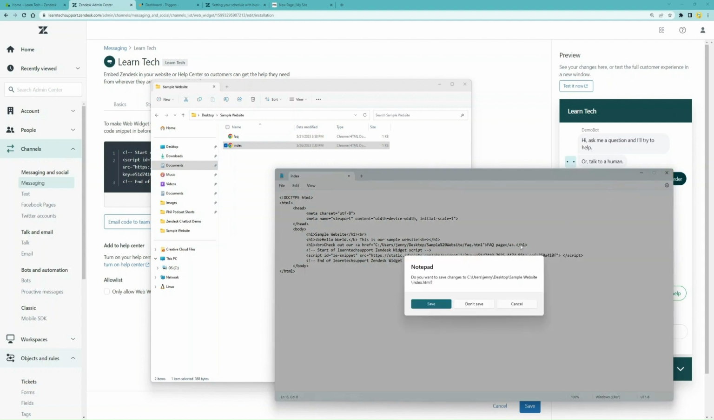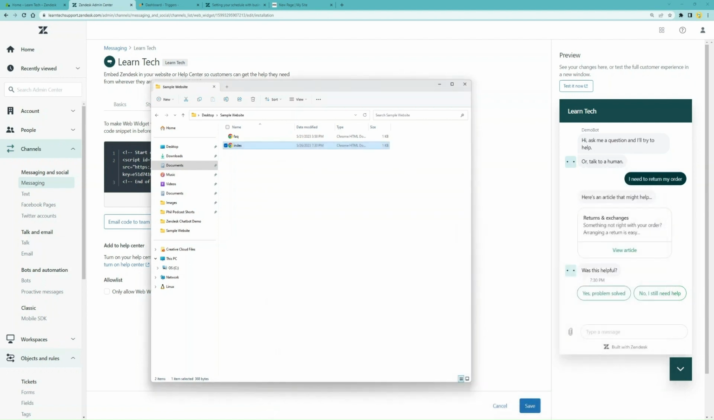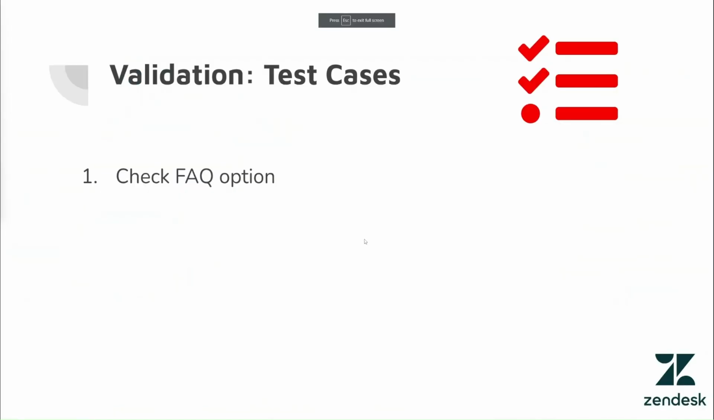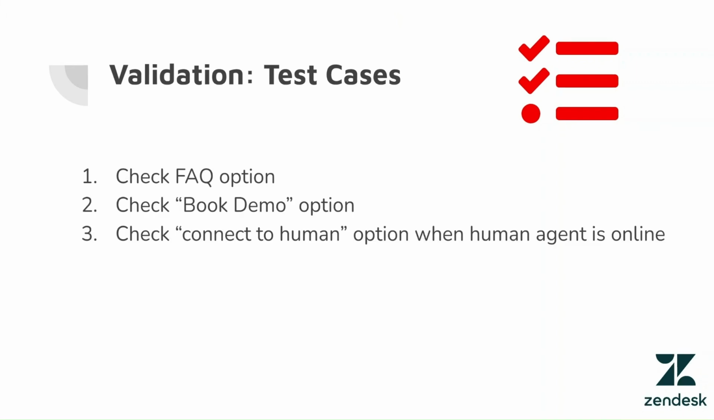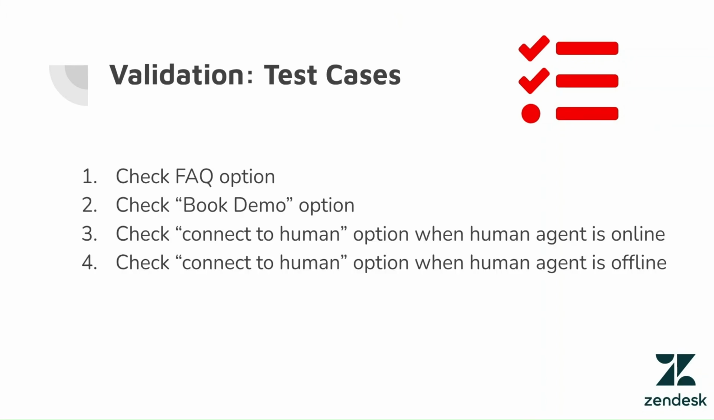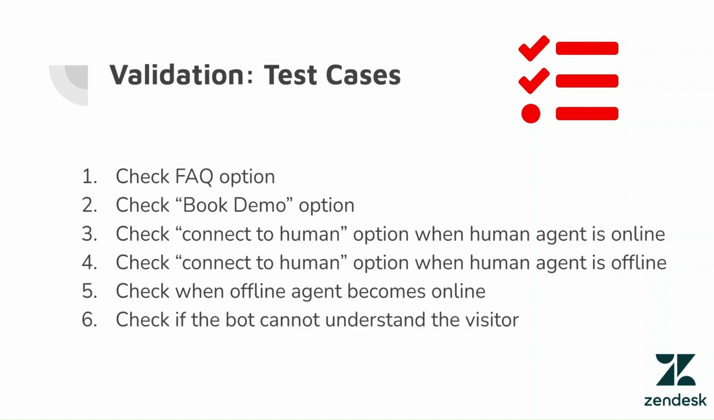That's it. Now it's time to test our chatbot thoroughly. Now I've prepared 6 test cases for us. Let's walk through them. We'll check the FAQ option, check the book demo option, check the connect to human option when human agent is online and when human agent is offline, and check when offline agent becomes online. And lastly, check if the bot cannot understand the visitor, will the bot connect them to a human properly? So let's start with the first one.